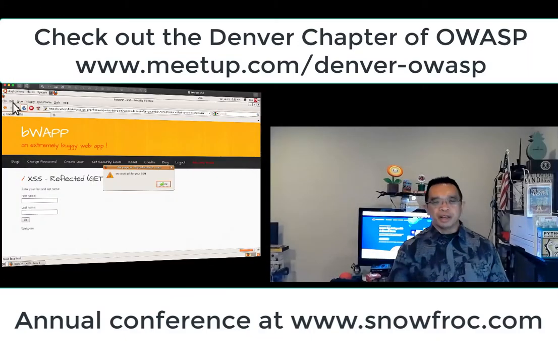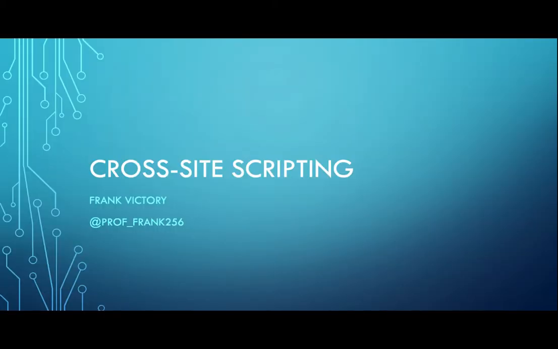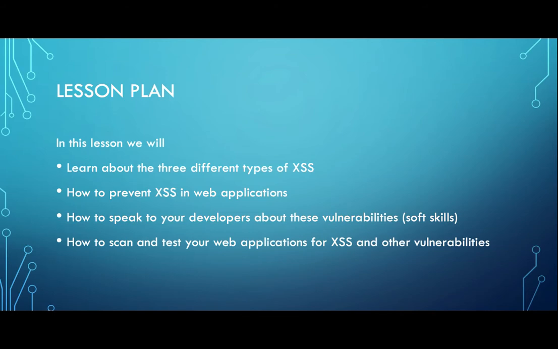Hello, my name is Frank, and today we're going to talk about cross-site scripting, the dangers of it, and what you can do to prevent it. So let's talk about cross-site scripting here. In this lesson, we're going to learn about the three different types of cross-site scripting, how to prevent cross-site scripting in web applications, a soft skill on how to talk to your developers about these vulnerabilities, and then how to scan and test your web applications for cross-site scripting and other vulnerabilities.